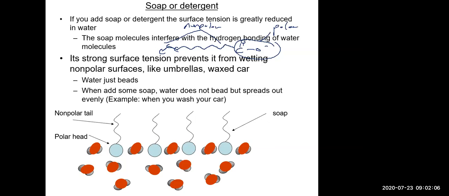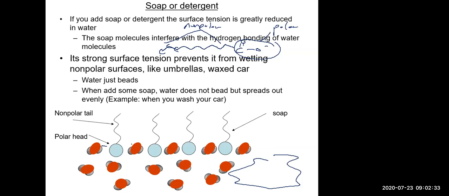But when we wash our car and put our soap down, the soap molecules get in between the water molecules and interrupt that hydrogen bonding that occurs, and allows the water to spread out, right? Spreads out. And that's why, again, we typically will put water on our car and then put some soap and water on it to clean it, and it allows everything to spread out.